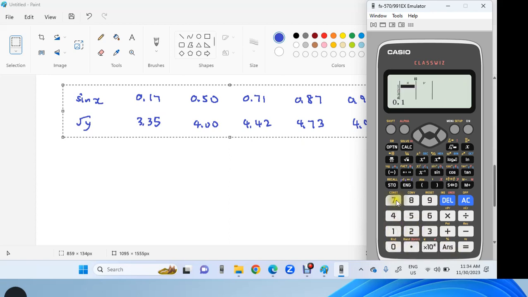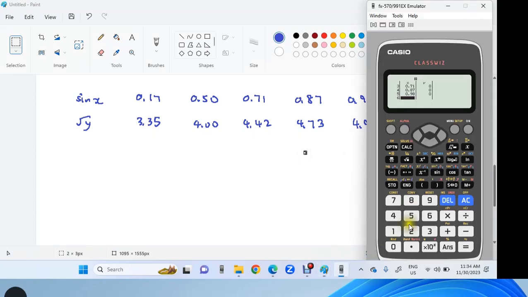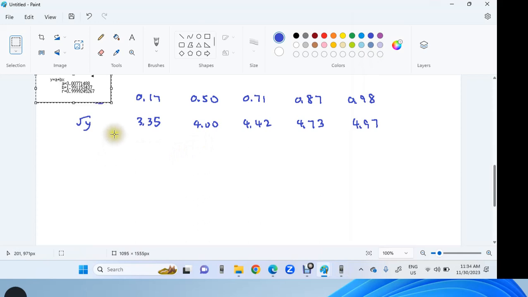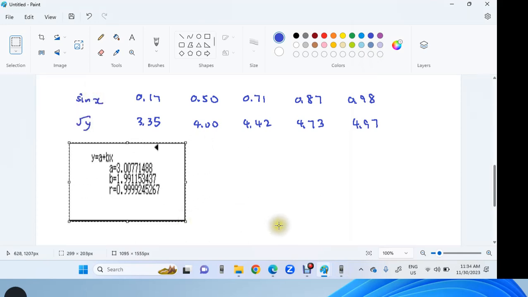So we have the x values 0.17, 0.5, 0.71, 0.87, 0.98. Yes, correct. And then the y values are 3.35, 4, 4.42, 4.73, and 4.97. Okay, so after I key in all of this, I press AC, option number 3, regression calculation. So the calculator will give me this.